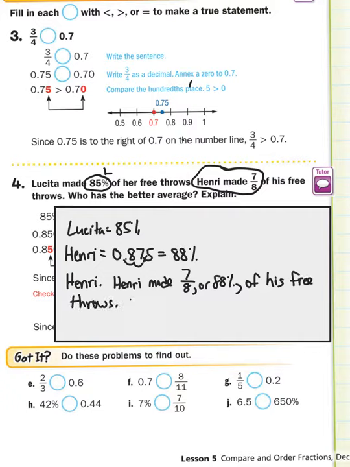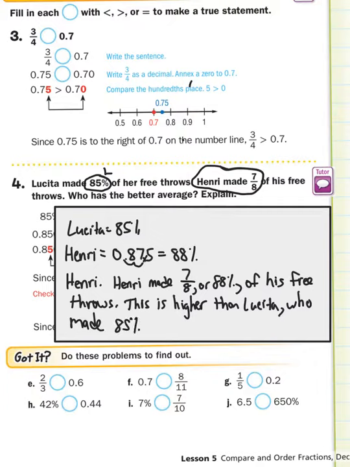This is higher than Lucita, who made 85%. And yes, if you are doing this from being absent, yes, I do want you to copy that because you need it as a model for when you do problems on your own. Okay, so I would probably pause the video to copy that, and when you're done copying it, restart it.